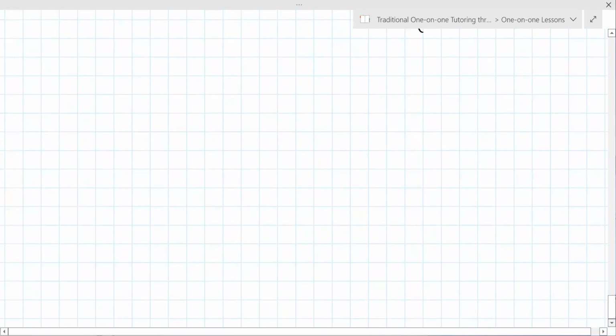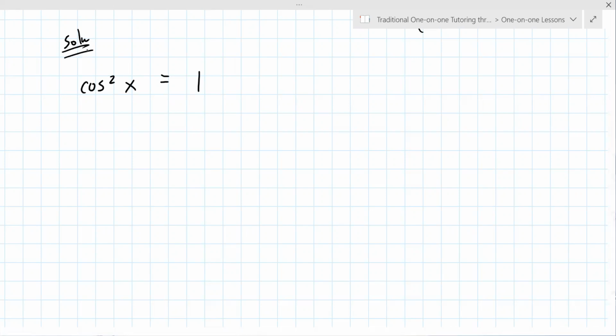All right, let's try another one here. Let's just keep it kind of simple. I want you to try solving this one. Solve cosine squared x equals 1. If you have questions, please ask, but this one is very similar to the ones we've been doing, but a little bit easier, fewer values.